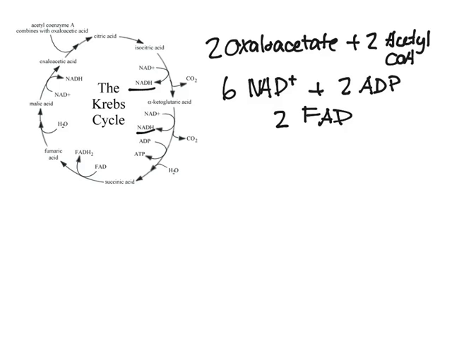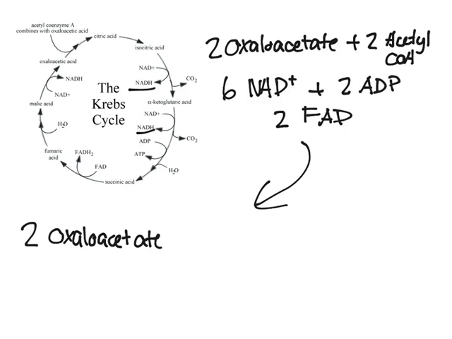And now let's talk about what we get out of it. So I'll write it down here. So what you get out of the Krebs cycle, or citric acid cycle, is you end up with 2 oxaloacetate, because remember, this just essentially keeps going on. The oxaloacetate just keeps going in the cycle. And then you have 2 coenzyme A's, different from acetyl coenzyme A's.